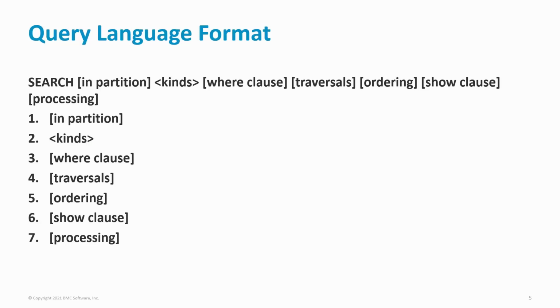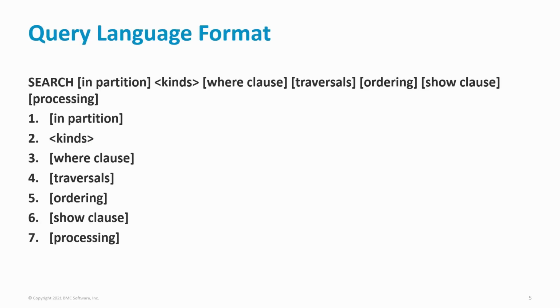Kinds is used to specify the kind of nodes, for example, host, network devices, software instances, etc. Where clause is used to define the condition to filter the nodes. The traversal is used to define a traverse from one node to another in order to access attributes and relationships from related nodes. Ordering is used to define a sort order for the result.